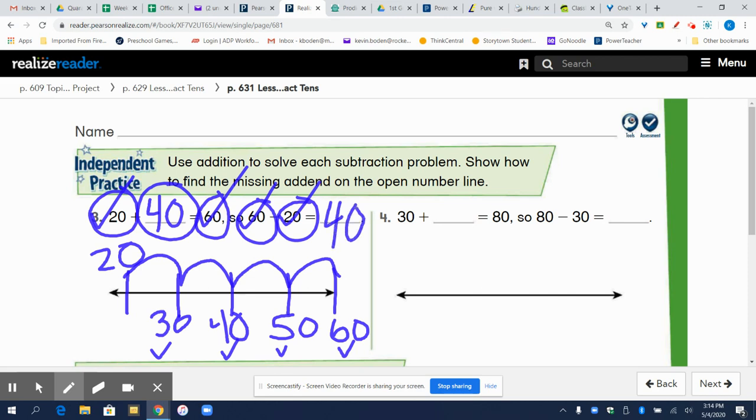So you try doing number 4 independently, or just go ahead and look at this problem and try doing it in your brain mentally. If you can't, that's okay. Hit me up on Zoom or Dojo or text or FaceTime or anything to go through it with me. I would love to. I will see you down below for question number 5.